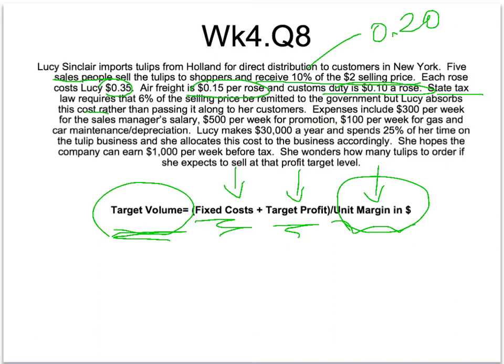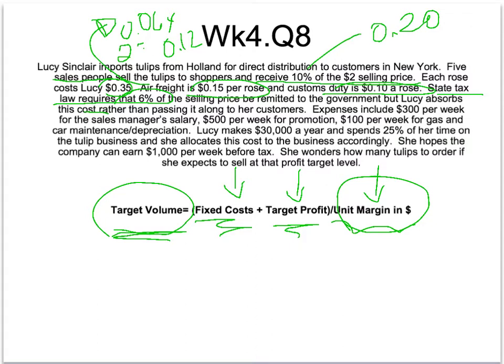There's tax that requires 6% of the selling price to be remitted to the government, and we're going to absorb that cost. We're not going to pass it along to the customer. We're not going to make them pay any more. So if we're going to absorb it, it also becomes a variable cost. So 6% of $2 is tax of 12 cents.